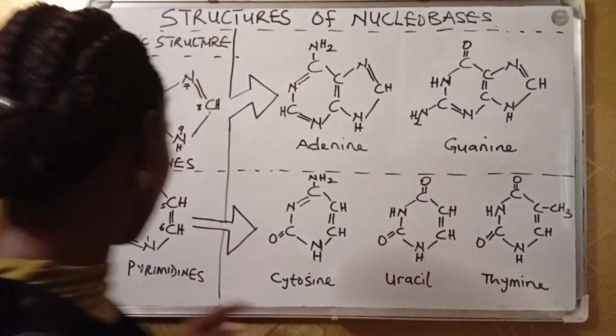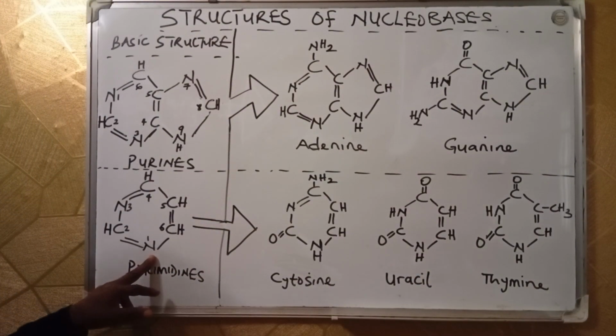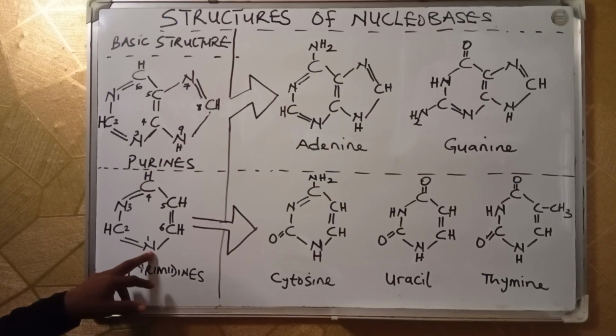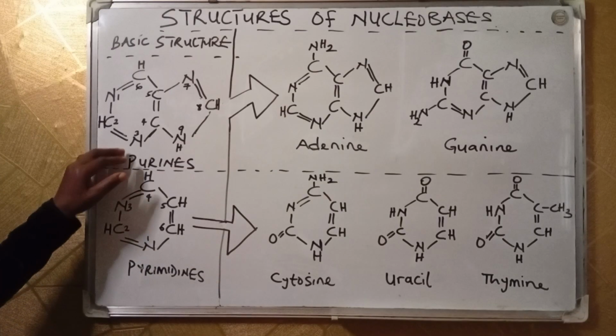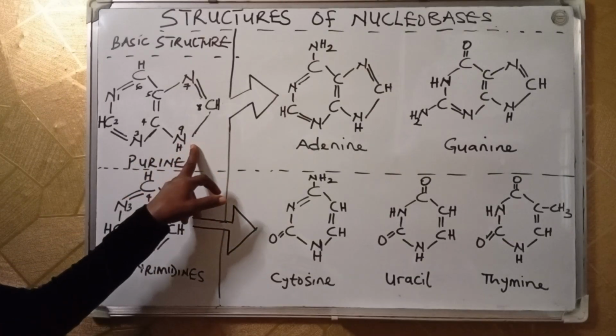Now remember, in the formation of nucleosides, the pyrimidines attach to the ribose sugar at nitrogen 1, while the purines attach to the ribose sugar at nitrogen 9.